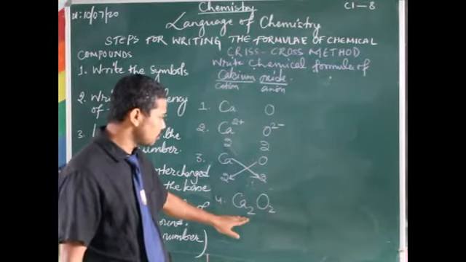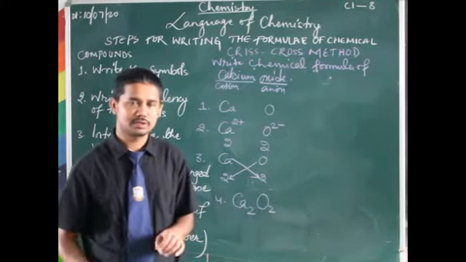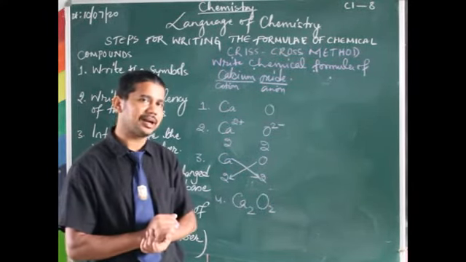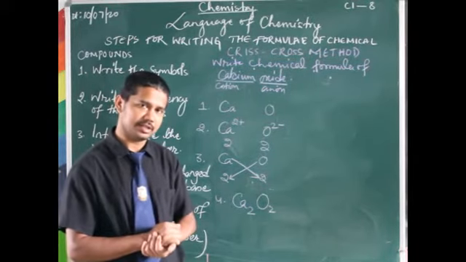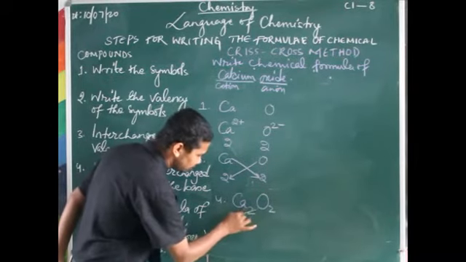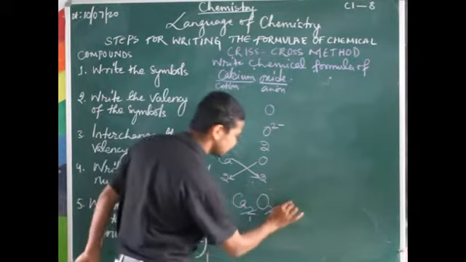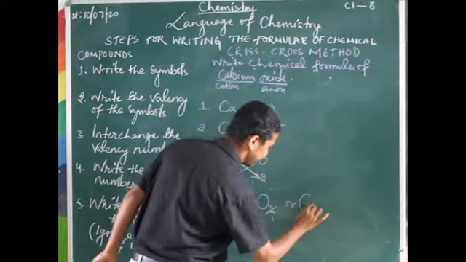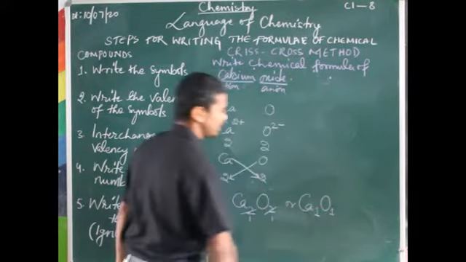Now what can we see here? Calcium also has 2 atoms. Oxygen also has 2 atoms. So do you think 2 and 2 are divisible by the same number? Yes, it can be reduced. So 2 can be divided by 2. 2 ones are 2. That means it can be written as Ca1O1.